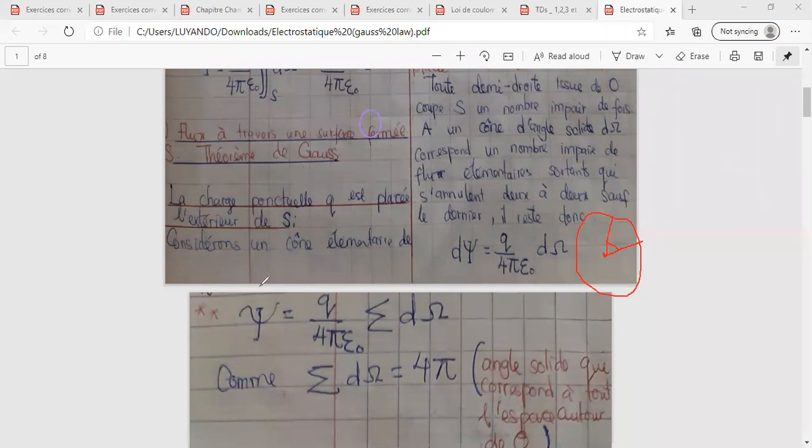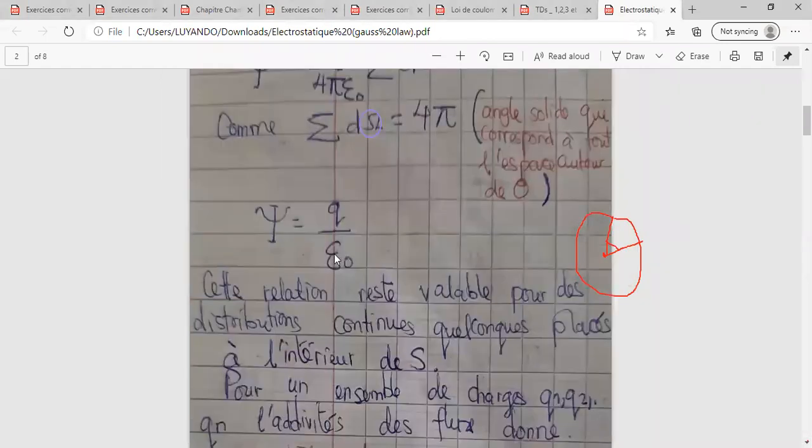So if I have my formula for flux equals Q over 4 pi epsilon naught with dQ, and my dQ is equal to 4 pi, this 4 pi that I've established here and this 4 pi will cancel. So I'll have my formula as flux equals Q over epsilon naught in a closed surface.